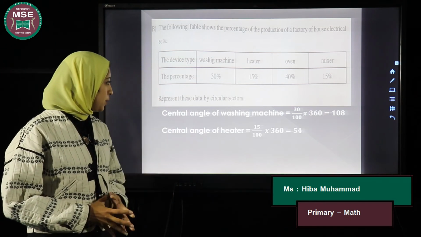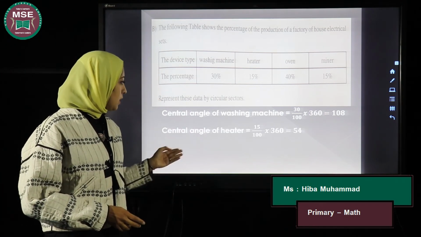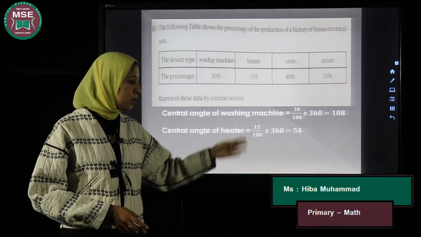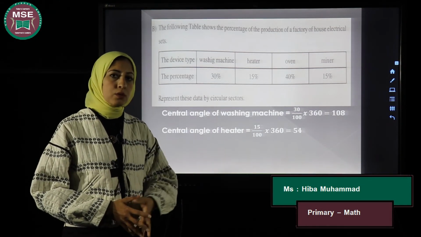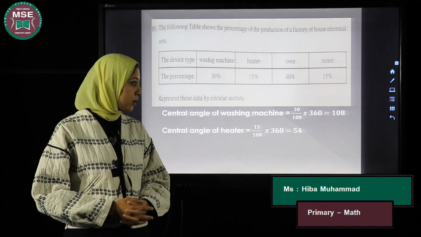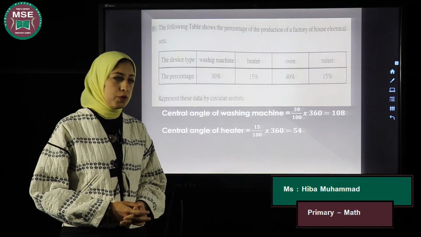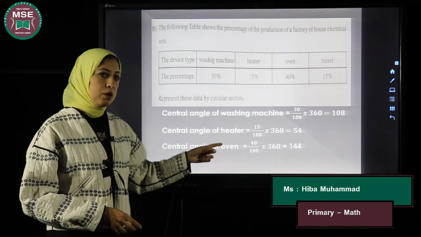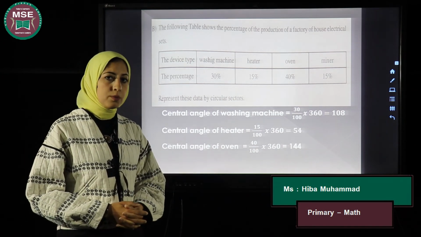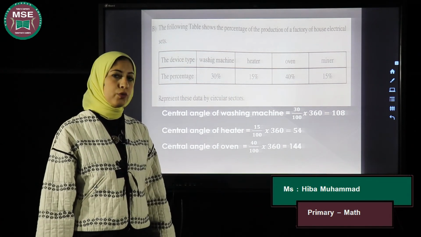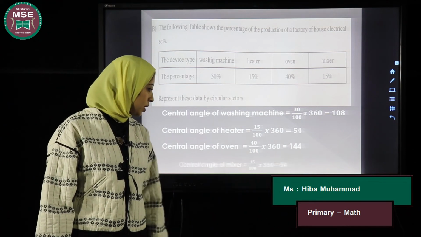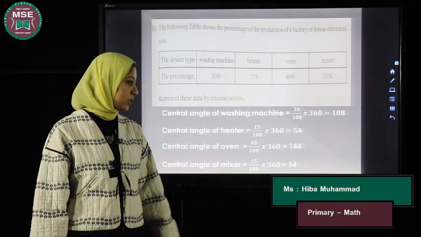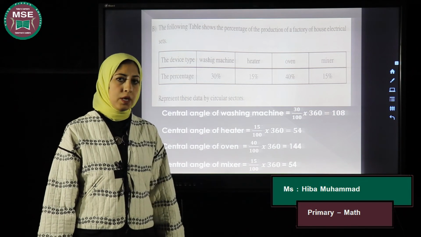The second, the percentage of the heater. Central angle of the heater, 15 over the total, which is 100, times the total degrees inside the pie chart, which is 360, equals 54. The central angle of the oven, 40 over 100 times 360 equals 144. The last one is the mixer, 15 over 100 times 360 equals 54 degree.